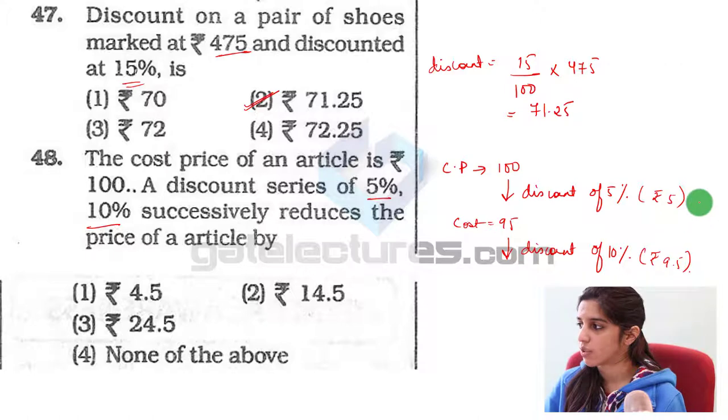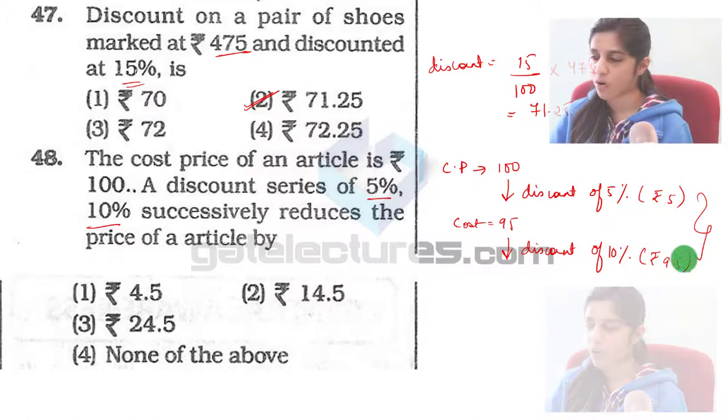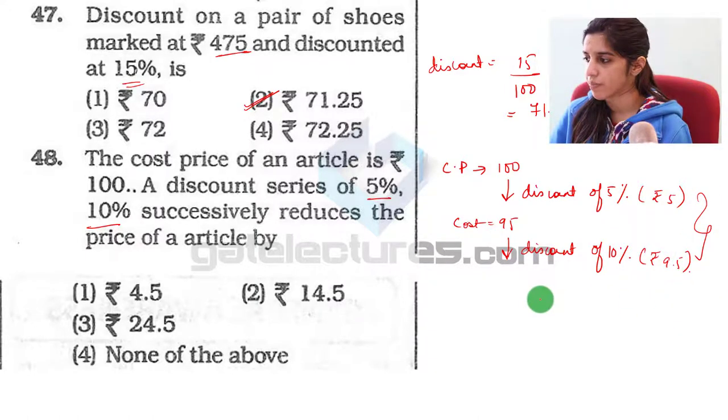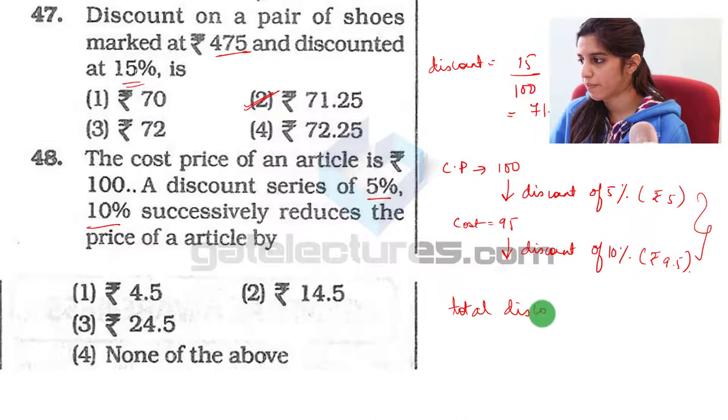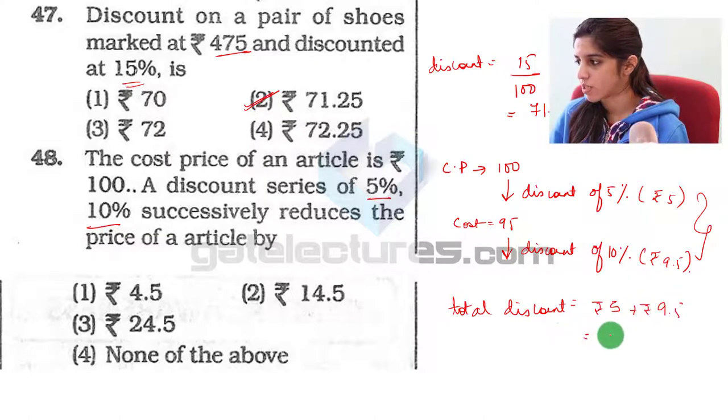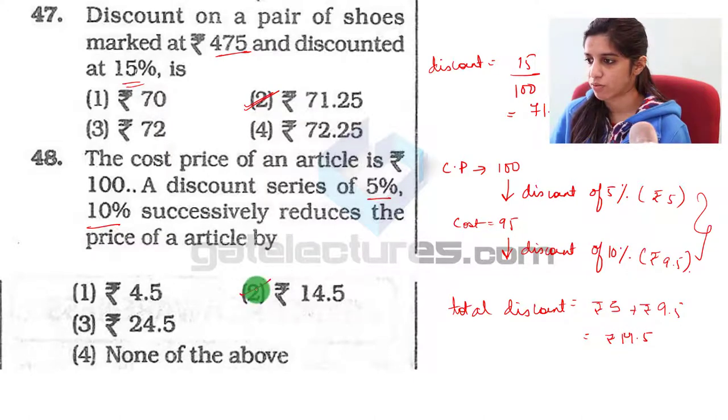9.5. So the total discount, total cost reduction that is happening here is, total discount is going to be rupees 5 plus rupees 9.5, which is rupees 14.5. So the correct option is going to be second option.